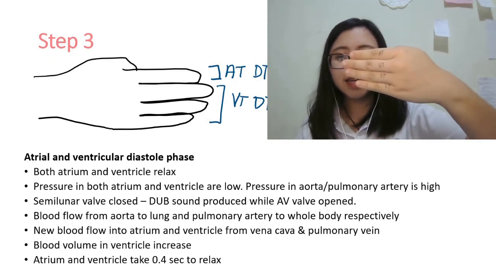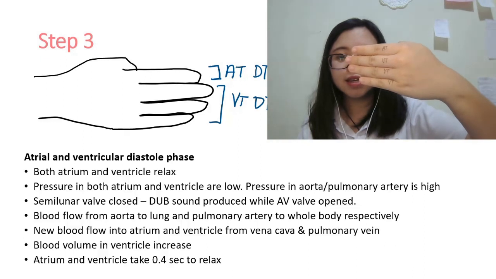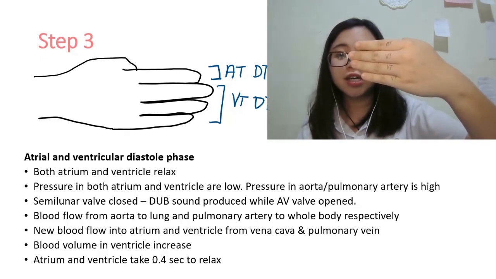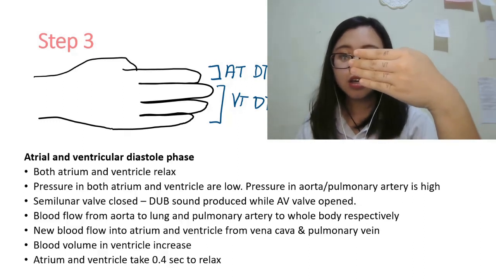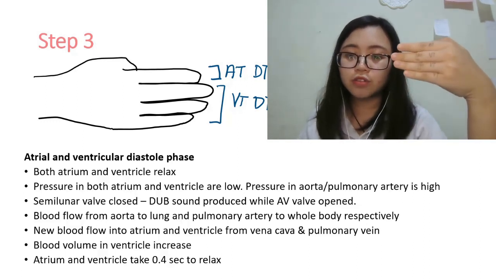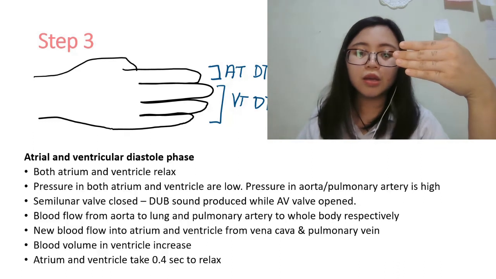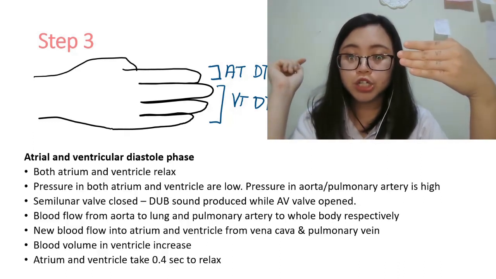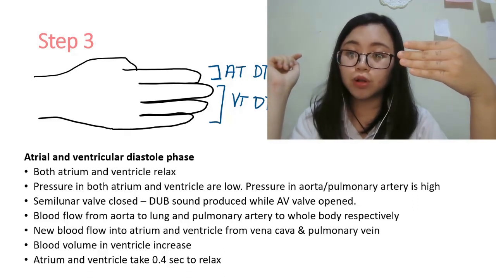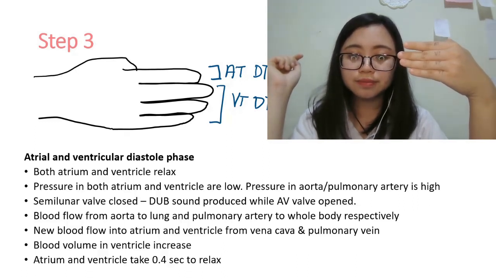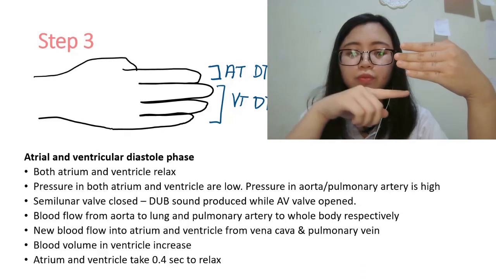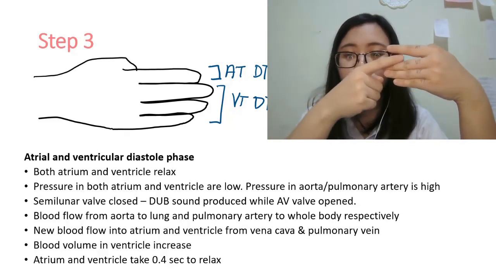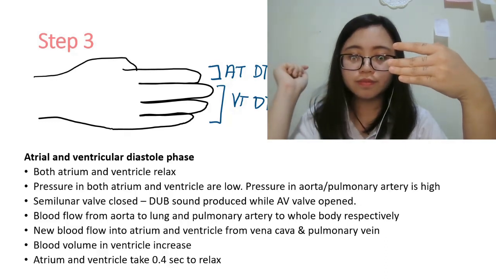Last but not least, everything is going to relax. So as everything relaxes, this is the atrial and ventricular diastole phase. So both the atrium and the ventricles are relaxing. The pressure in both atrium and ventricle are low. Pressure in the aorta and the pulmonary artery will be high. The semilunar valve will be closed and a dub sound is produced, while the AV valve will be opened.